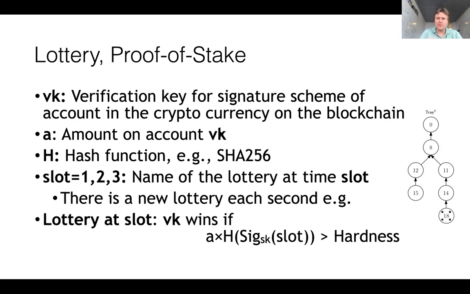We also know from looking at the totally ordered broadcast channel, we know for each verification key, the amount of money on that account. And for now, we'll just use that as the number of tickets you get in the system. So if you have 10 money, you get 10 tickets. If you have a million money, you have a million tickets. Again, we assume a hash function, SHA-256.